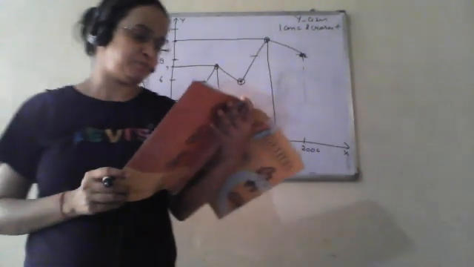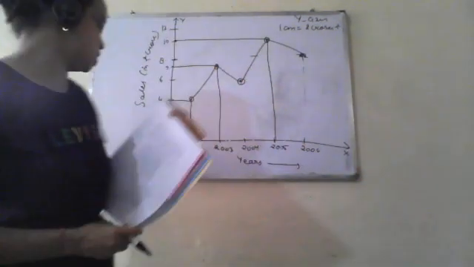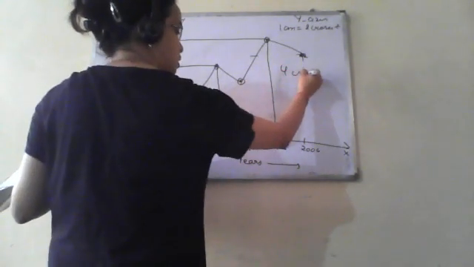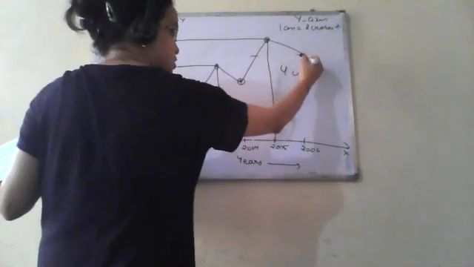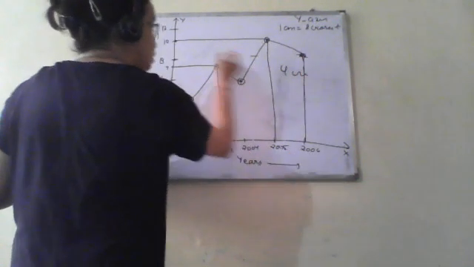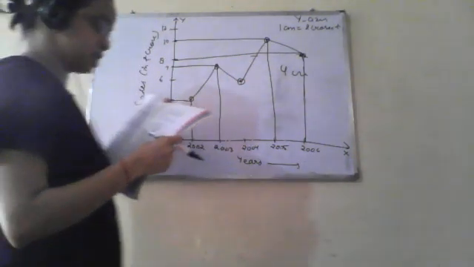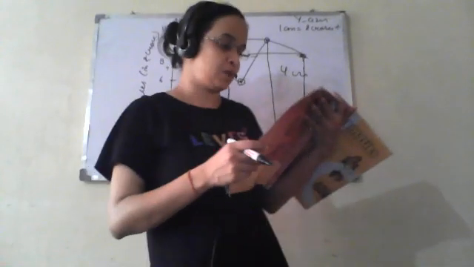Now third part, compute the difference between sale in 2002 and 2006. In 2002 sale was 4 crore rupees and in 2006 it was around 8 crore. So the difference will be 8 minus 4, that is 4 crore rupees.